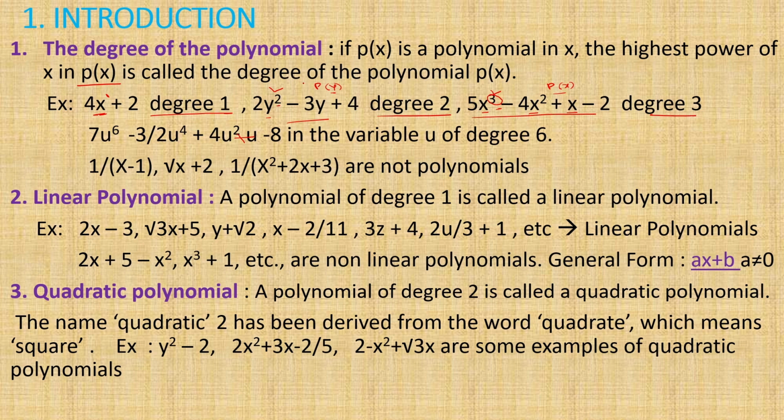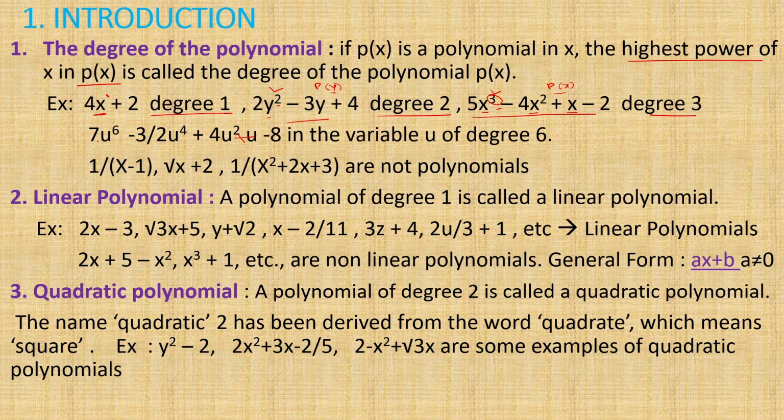So basically, what is meant by the degree of a polynomial? If p of x is a polynomial in x, what is the highest power? Remember this term: the highest power of x in p of x is called the degree of the polynomial p of x. So we need to take all the variable terms, and the highest power of that variable is called the degree of the polynomial.